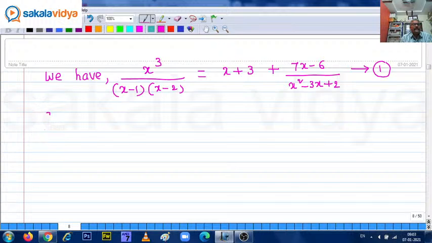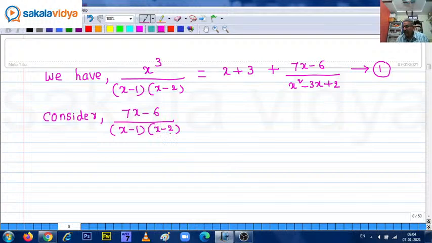So now here consider 7x minus 6 upon this x square minus 3x plus 2, factors are this x minus 1 into x minus 2 only. This comes under type 1. We need to recall, this is very, very important. Here it is in the form of f of x by g of x. G of x contains non-repeated linear factors. So there exist two partial fractions, A upon x minus 1 plus B upon x minus 2.